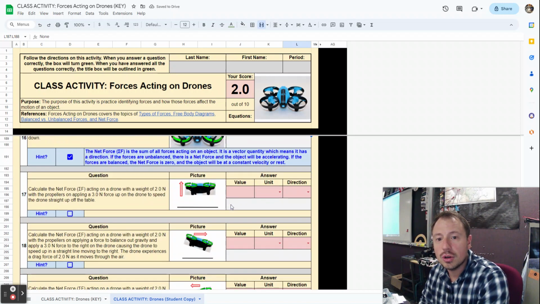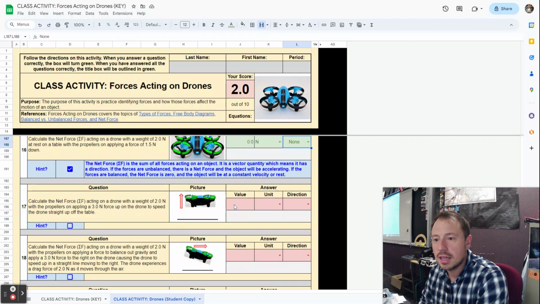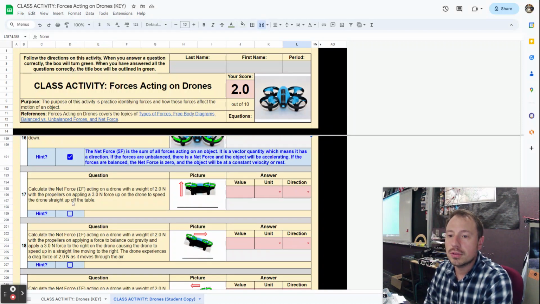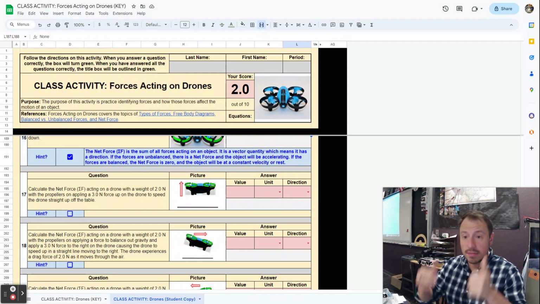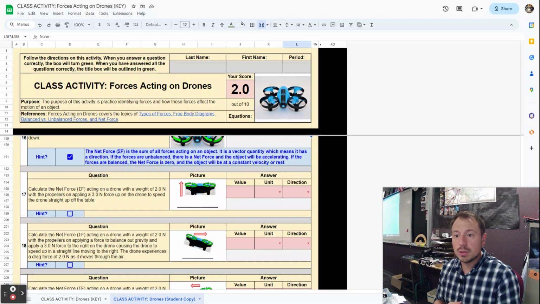So let's go ahead and go to another one. Let's see here, to speed the drone straight up off the table. All right, so calculate the net force acting on the drone with a weight of 2 newtons. So that's the force of gravity pulling down. I've got 2 newtons, with the propellers applying a 3 newton force up on the drone to speed the drone straight up off the table.